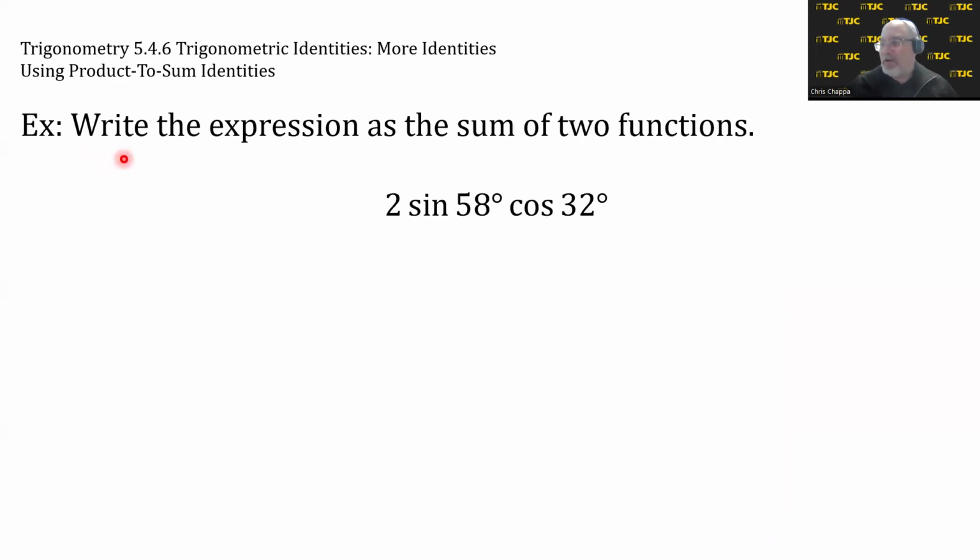For example, write the expression as the sum of two functions: 2 times sine of 58 degrees times cosine of 32 degrees. The fact that this is a product and we're being asked to write it as a sum is a dead giveaway to use a product to sum identity.